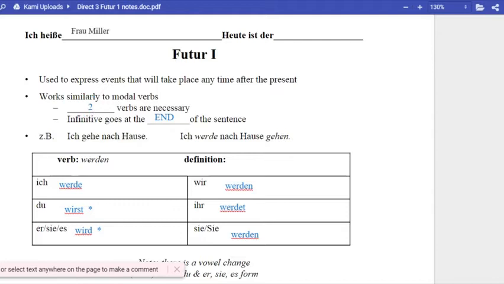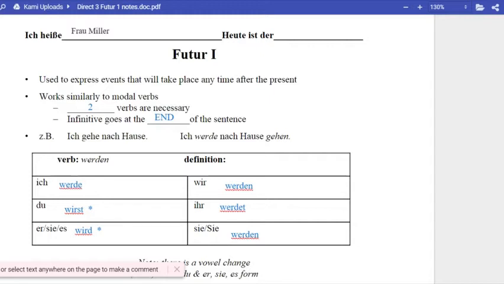And just like the modal verbs, we have an infinitive, right? Gehen or spielen or lesen, and that infinitive goes at the end of the sentence. Now, just to make a comparison, in English, we use the word will to form the future. We don't necessarily need the word will to make the future. You could just say, I'm playing soccer on Friday. And if today is Tuesday, then that's a future tense. We also could say, I will play soccer on Friday. Okay, so will is used in English, and in German we use the verb werden.